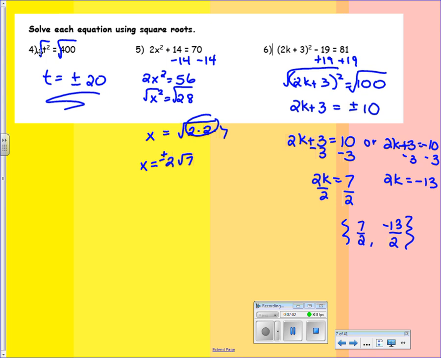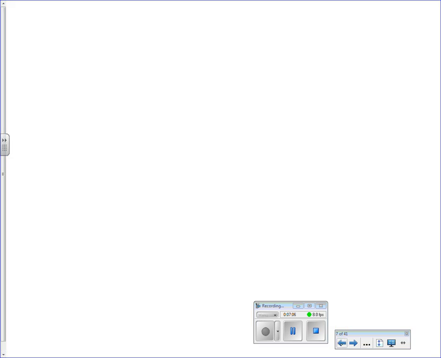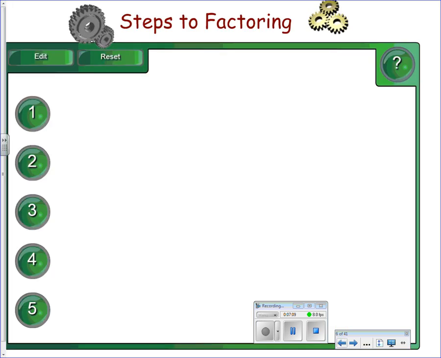Now, what happens if it's not the only variable? So like maybe there's an x squared and an x. Well, then we need to do factoring. So now I'm going to go back to the page I skipped. So some great tips for factoring. So basically Mrs. Cable's guide to factoring, as you will.